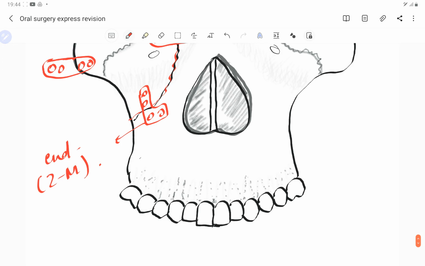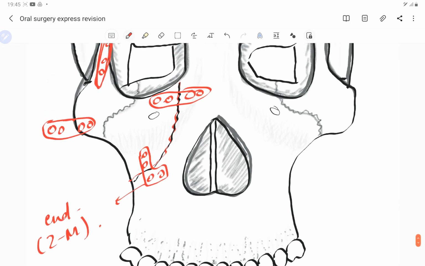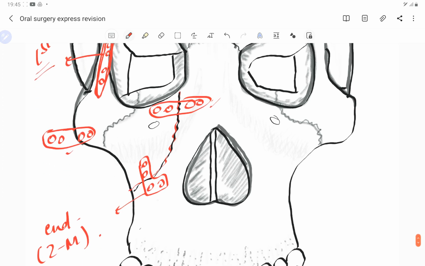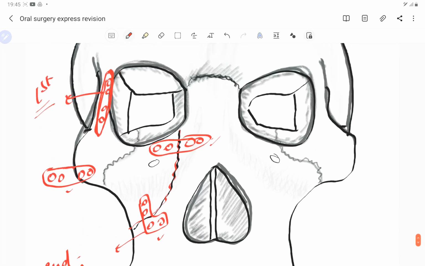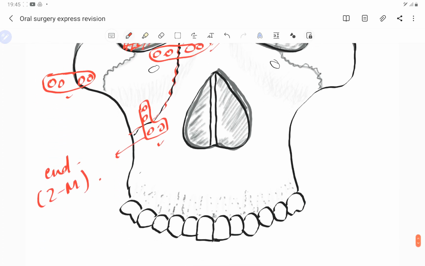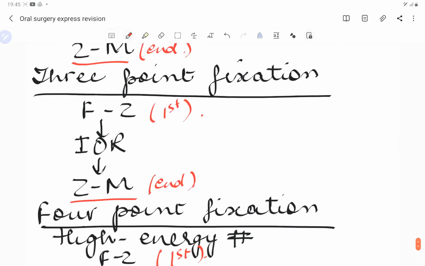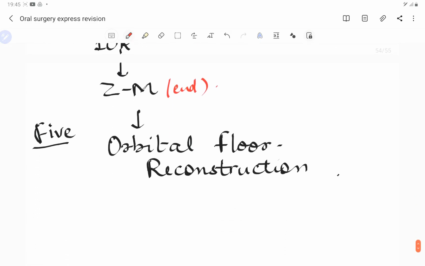In case of a high energy zygomaticomaxillary fracture, we go from the frontozygomatic first. This is the first one where we always put the plate, and then we go to the zygomatic arch, then the infraorbital rim, then the zygomaticomaxillary, and then if we have to do the orbital reconstruction, we do the orbital reconstruction. So these are the plates which we use for the fixation, right. So this finishes the zygomaticomaxillary complex fracture.